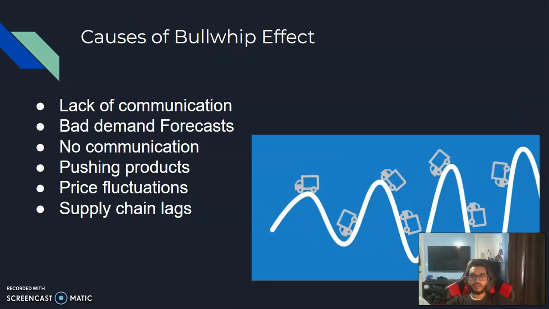Causes of the bullwhip effect. There are many causes to the bullwhip effect. Some of them include lack of communication, bad demand forecasts, pushing products, price fluctuations, and supply chain lags.